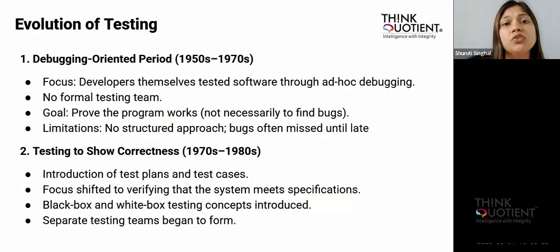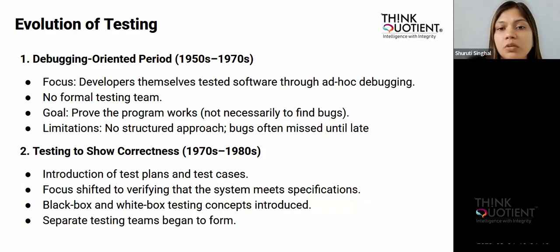Okay. So when I talk about the evolution of testing, long before, in the 1950s and 70s, testing was not given that much importance. The goal was just to develop the software and prove that yes, our software is working completely fine. So we didn't have to focus on finding the bugs. There was no formal testing team. Developers themselves would test the software through ad hoc testing. For example, if they had created a certain application, they would just randomly check whether login and registration were working fine. They would not change the scenarios. They would not check whether it works fine in every situation or not.